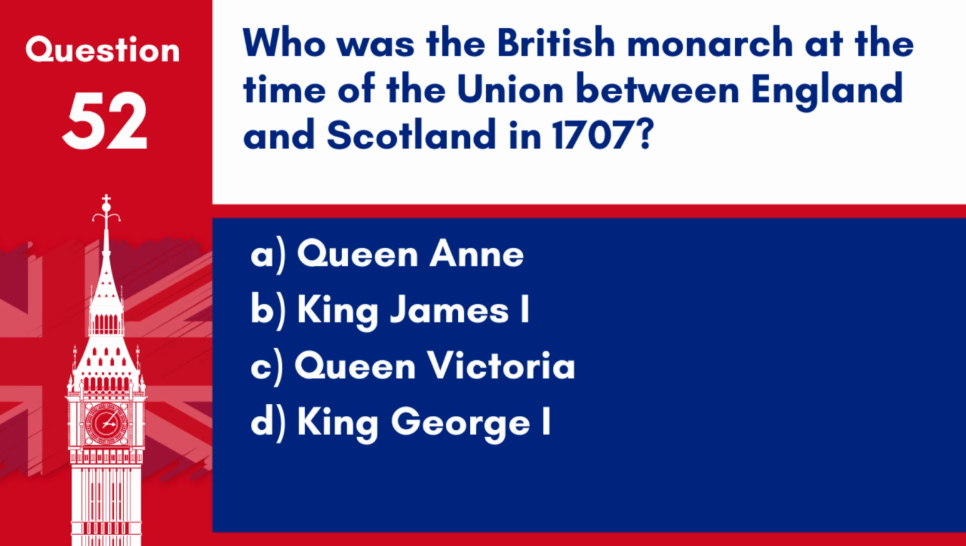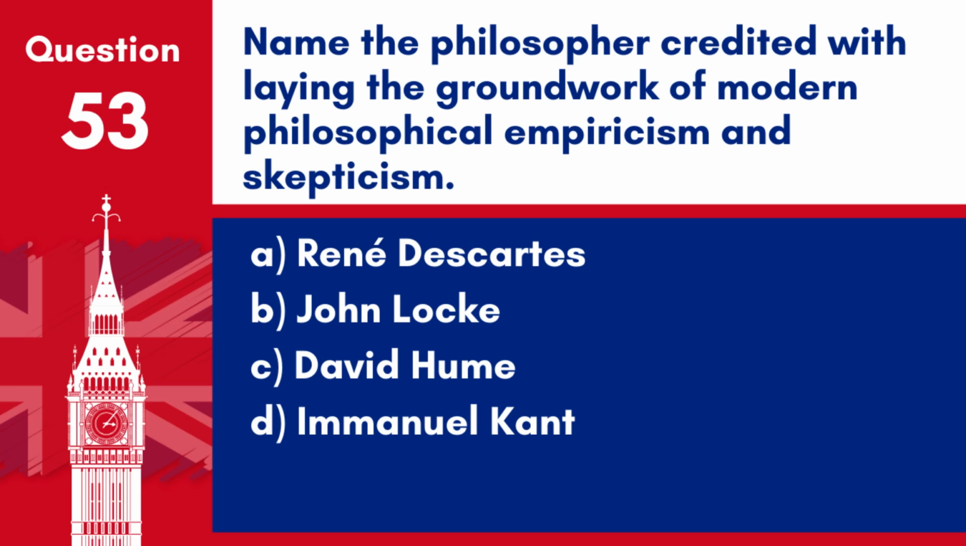Question 52. Who was the British monarch at the time of the union between England and Scotland in 1707? A. Queen Anne. B. King James I. C. Queen Victoria. D. King George I. Answer: A. Queen Anne. Queen Anne was the British monarch at the time of the union between England and Scotland in 1707.